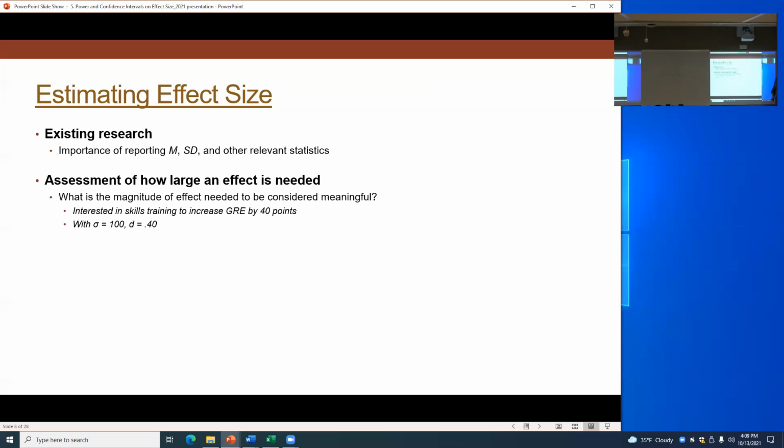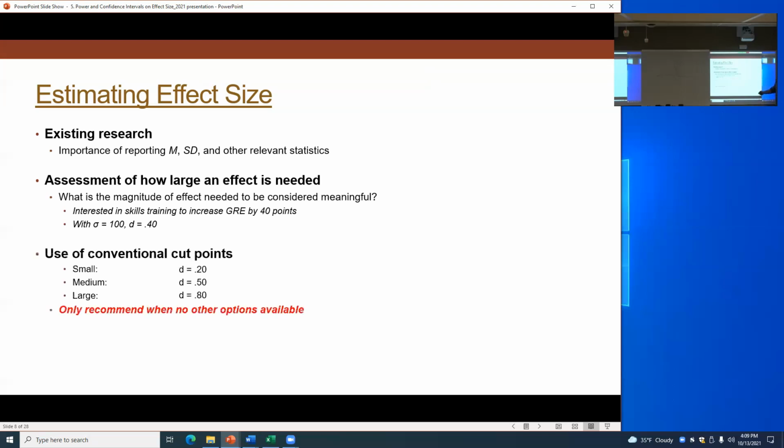Kind of clear on what we're doing here? All right. Last thing we can do is use conventional cut points, right? Say we've got no idea what a practical effect would look like, and no one has ever done this before. What we can do is step back and say, well, I'm looking for a small effect, or I expect a medium effect or a large effect.